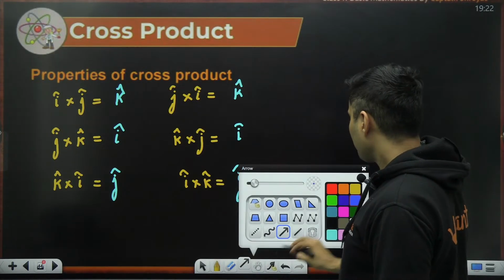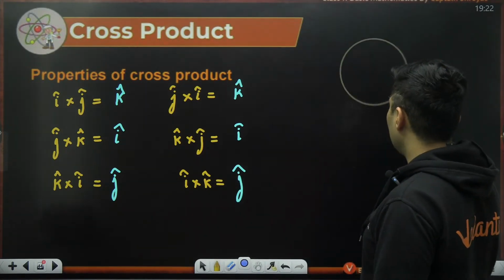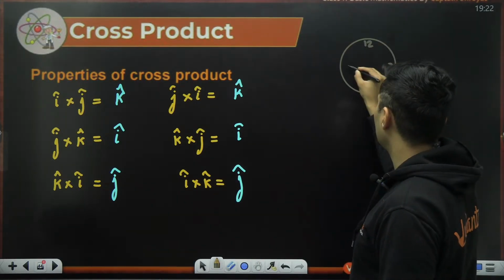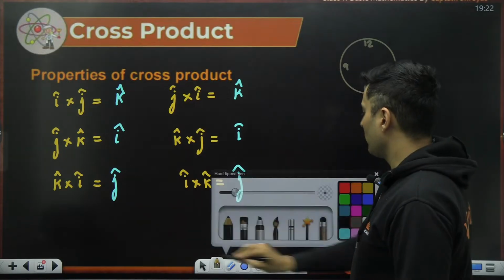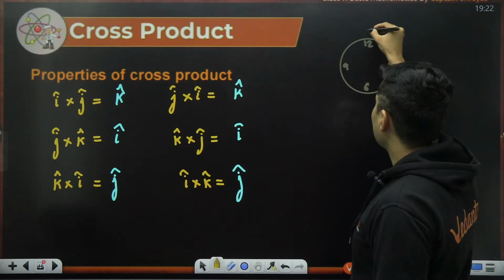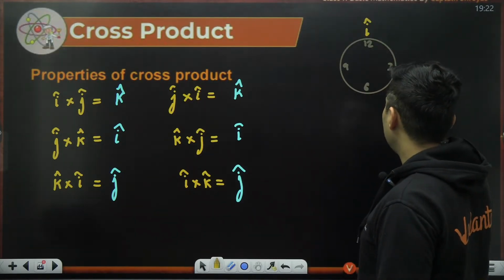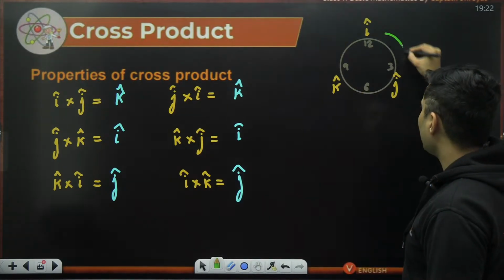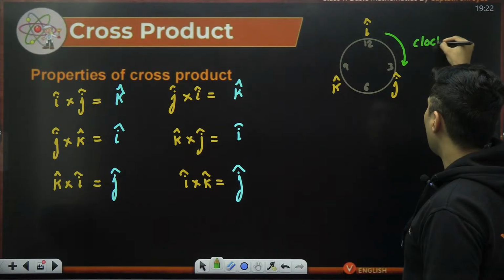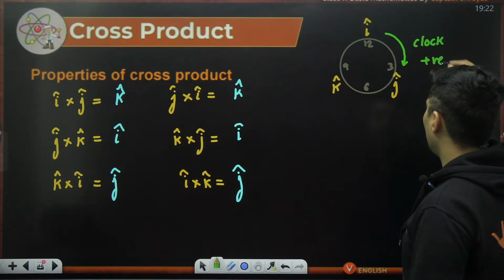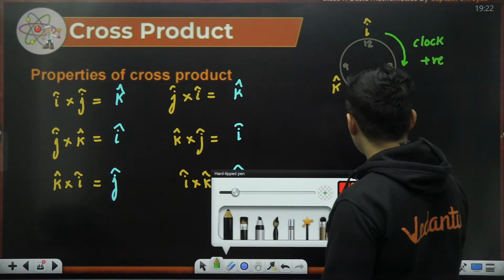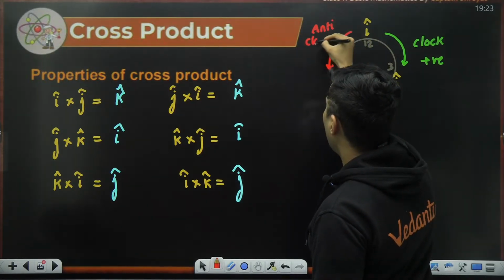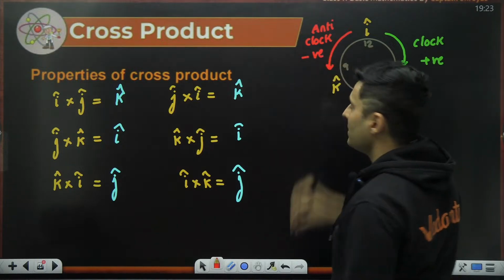Just like the hands of your normal wall clock, which is like 12 o'clock, 3 o'clock, 6 o'clock, 9 o'clock. So go clockwise, like I, then J, and then K. If you go clockwise, then the answers are positive. If you go anti-clockwise, the answers are negative.